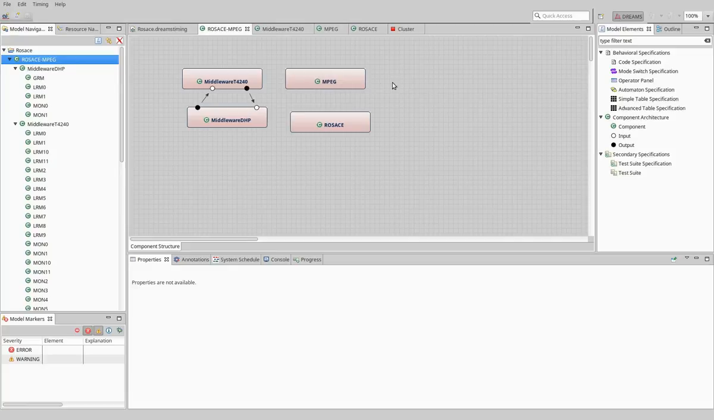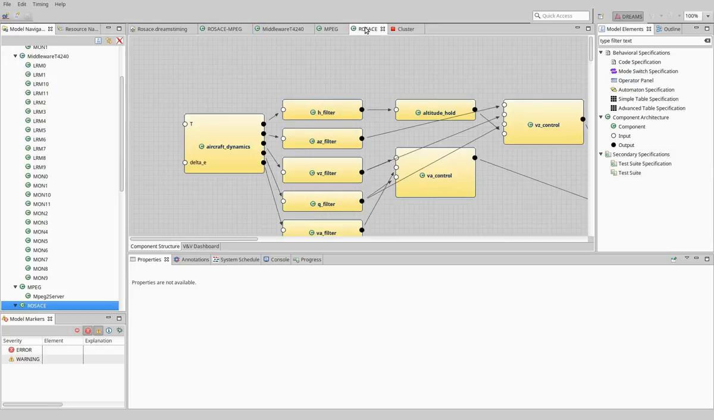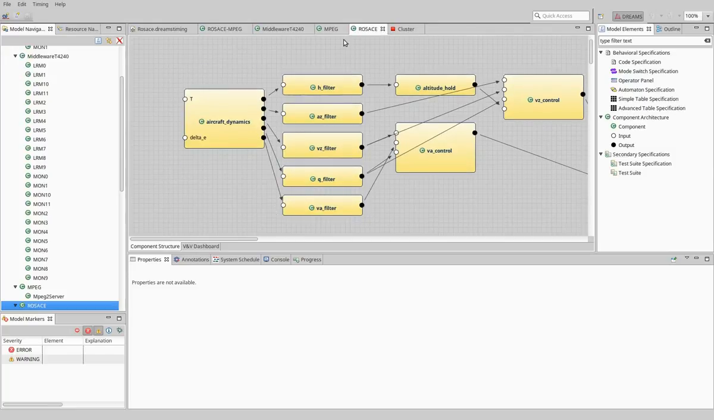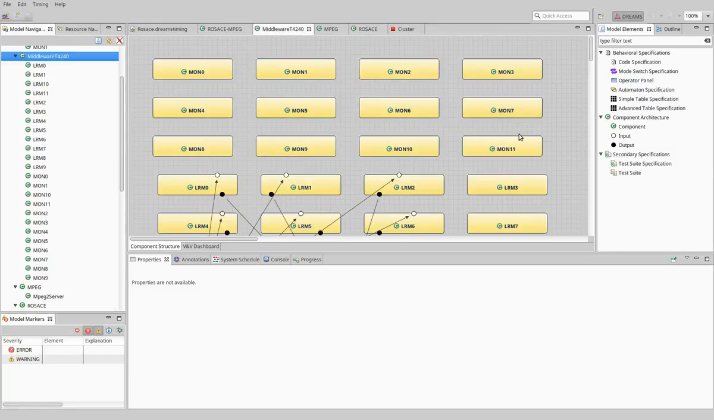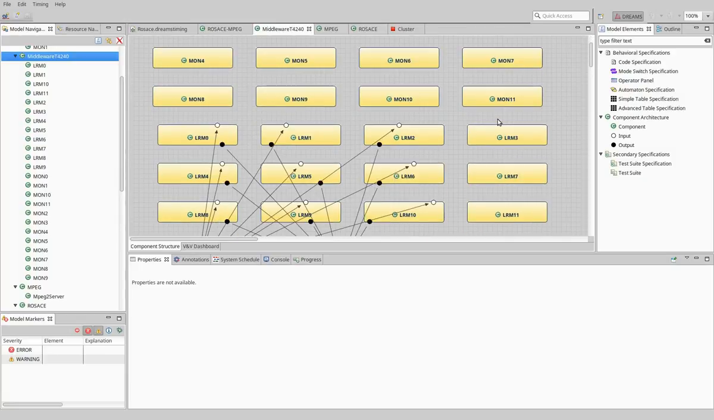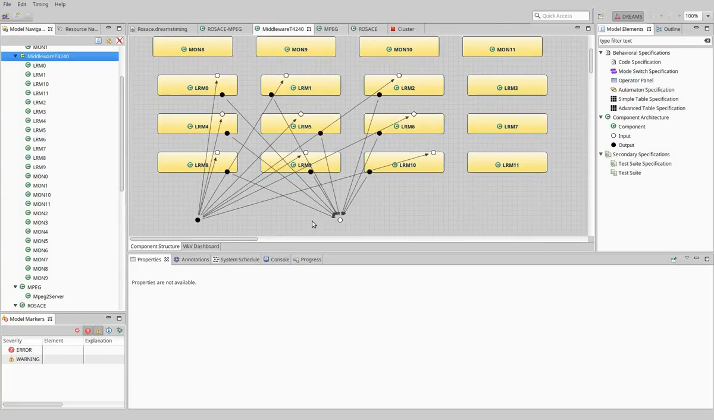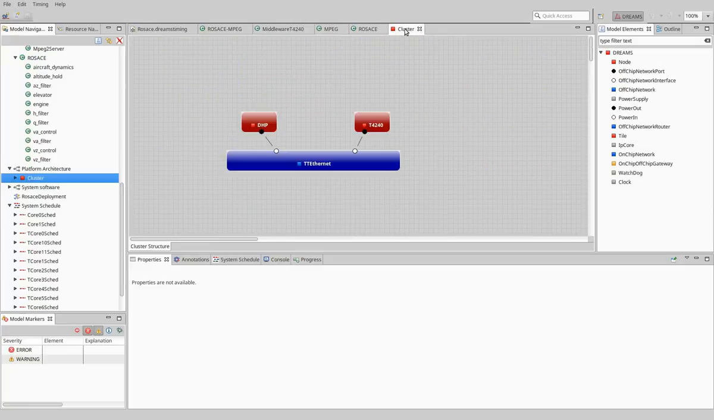The application is composed of the MPEG server and ROSIS, and the two Dreams local resource management services. MPEG only contains one task. ROSIS contains 11 tasks. The T4240 middleware contains 12 MAN and 12 LRM that communicate with the GRM. The platform is composed of the T4240, the DHP and the TT Ethernet network.